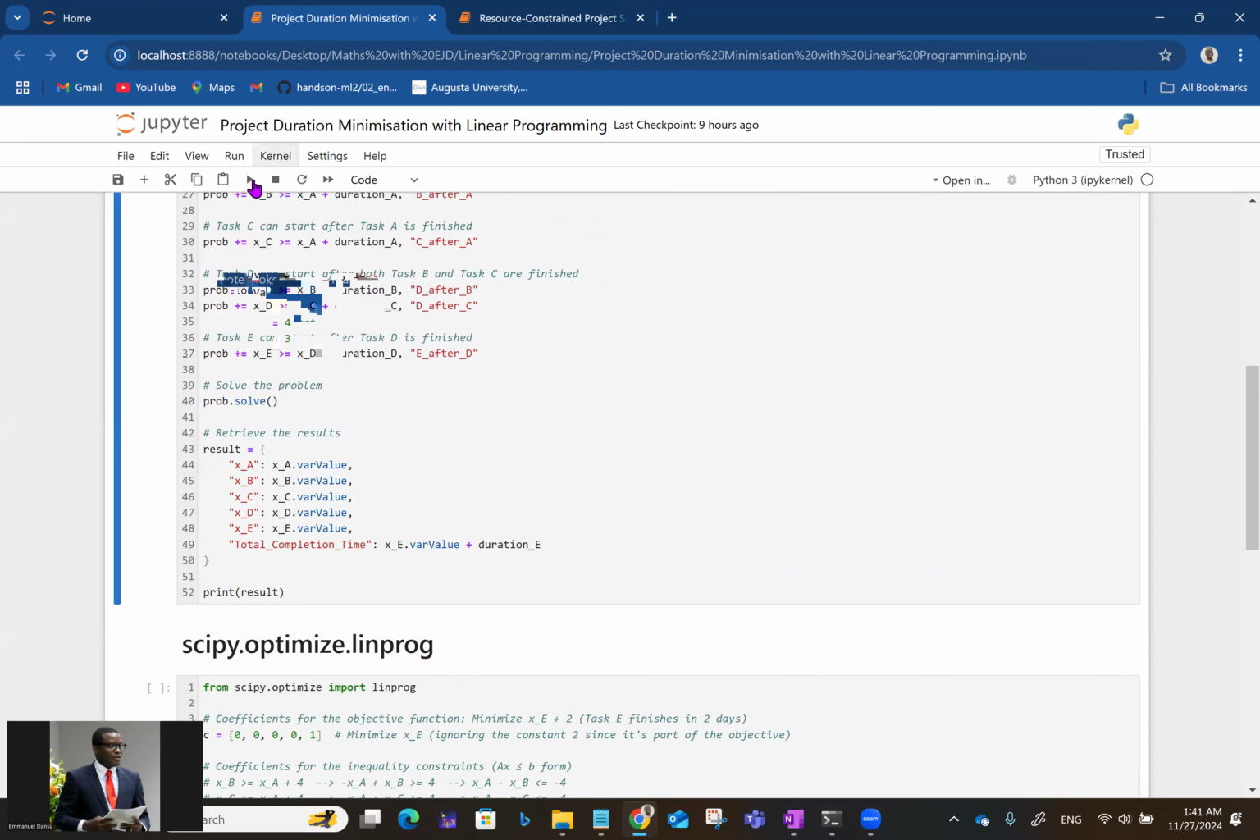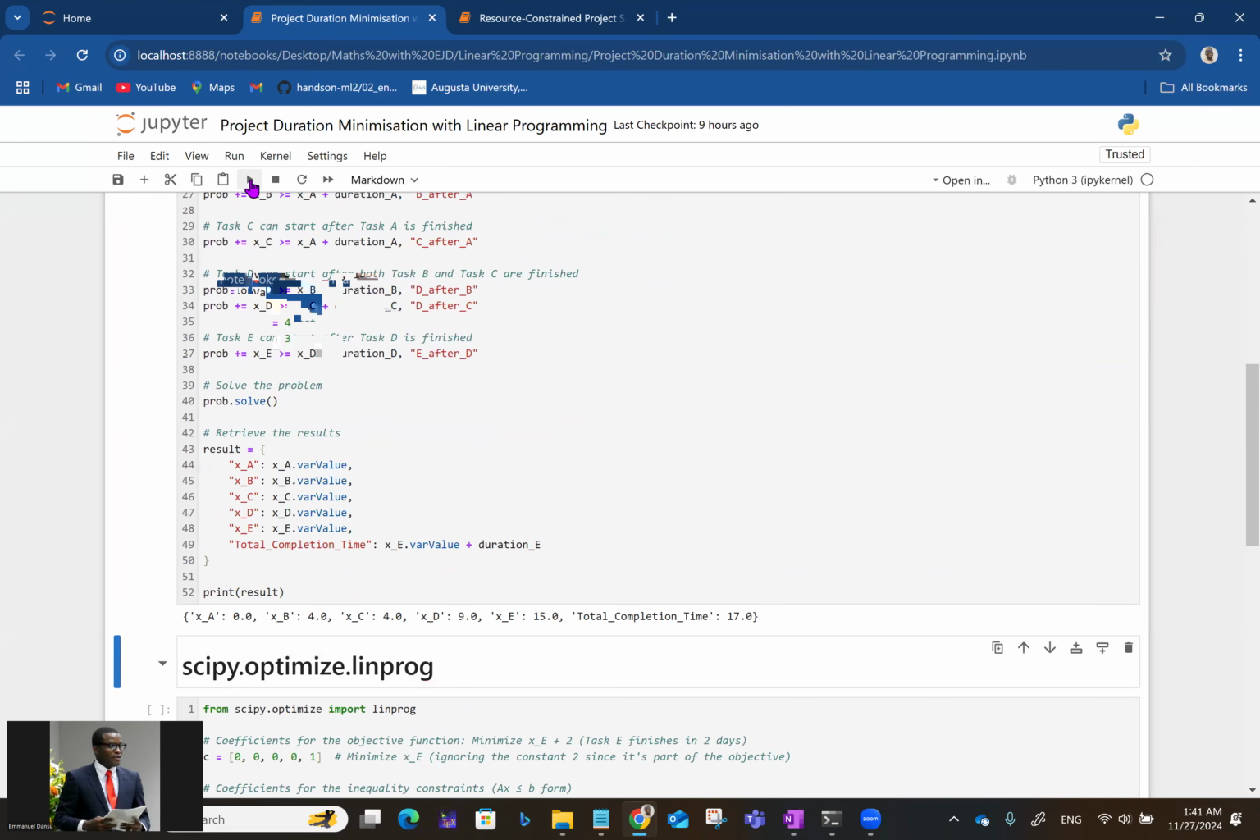By the time we just run that, we have this. XA is 0, XB is 4, XC is 4, XD is 9, and XE is 15. So total, XE is 15. That's the start time of the last task of the project. Let's write that out: 0, 4, 4, 9, 15. And the total completion time is 17.